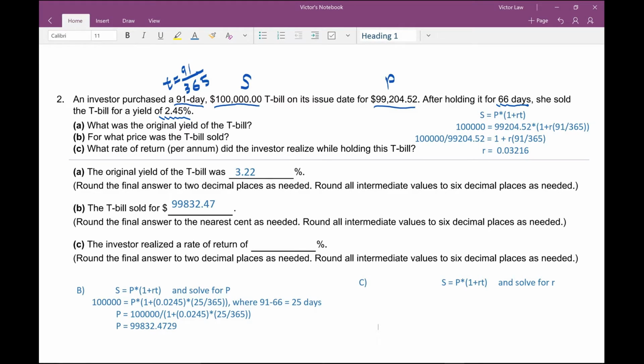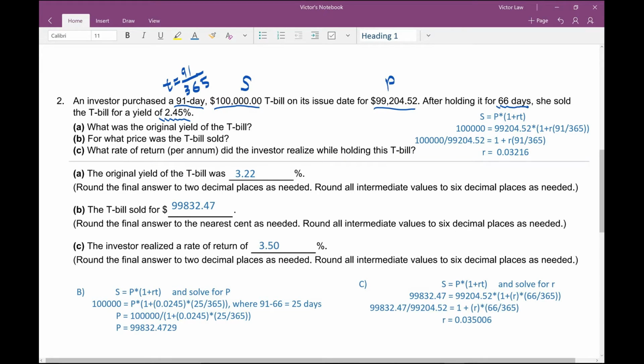For part C, to find the investor's rate of return, we're going to use the same formula, S = P(1 + RT), and solve for R. From the investor's perspective, he sold the T-bill for 99,832.47, so that is S, the maturity value. His present value is how much he bought it for, which is 99,204.52. He held it for 66 days, so T is 66/365. So we're going to plug in the numbers.